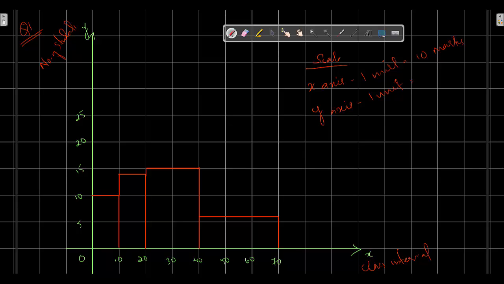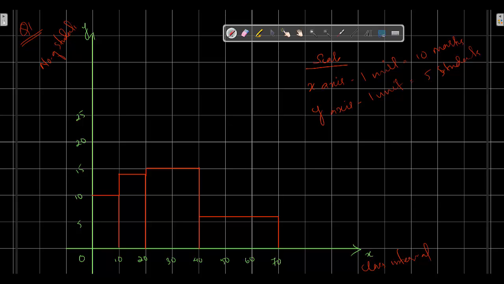I've taken 5, 10, 15. If you see, the difference is 5. So I'm going to take y-axis equal to 5 students. All right, now I've written down the scale for x-axis and y-axis. You just have to plot the mean here.